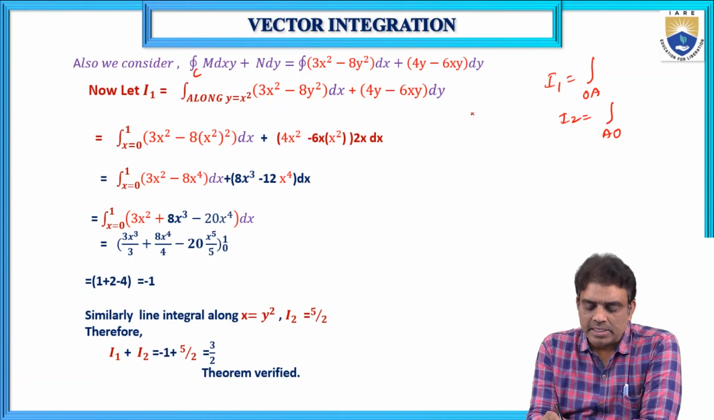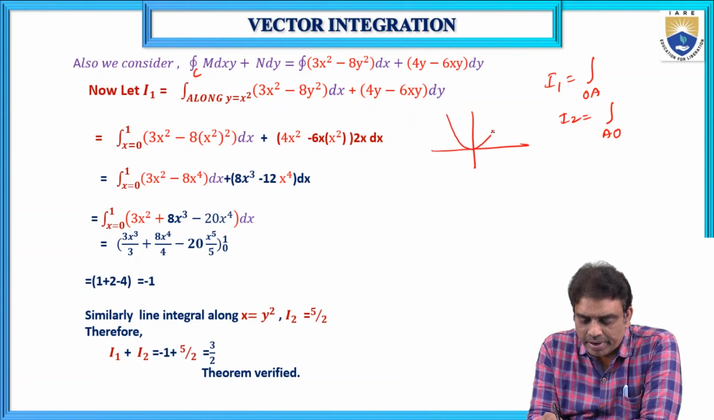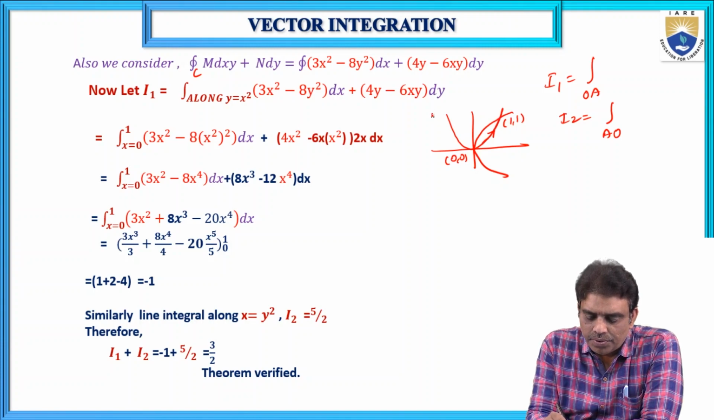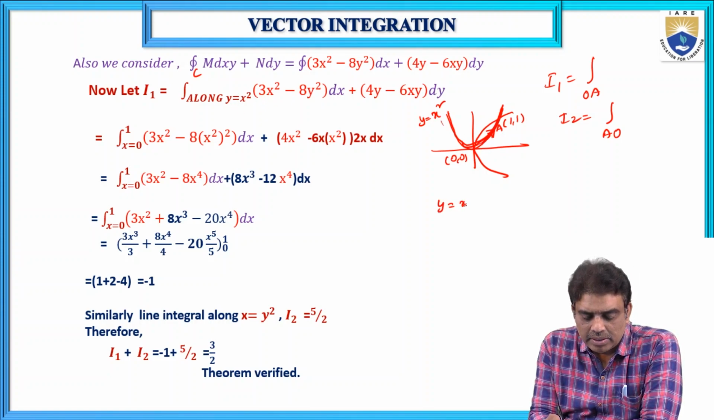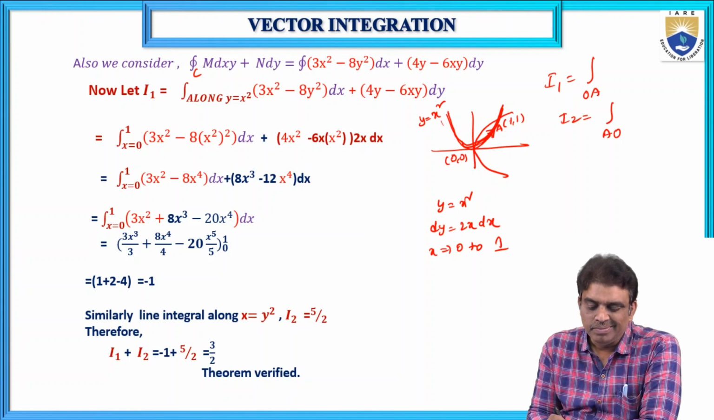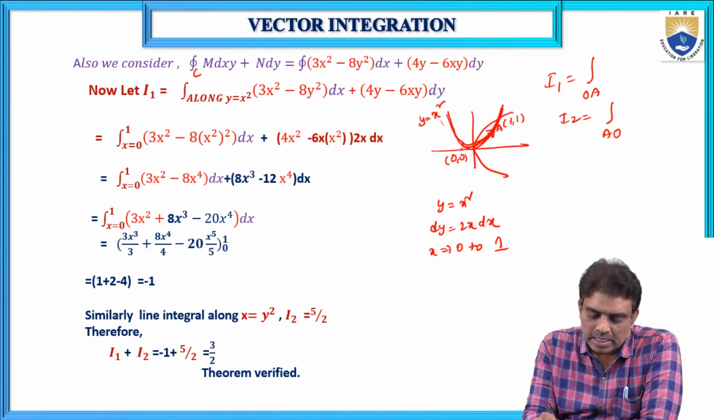So along y is equal to x square, here you see the diagram for limits of integration. This is 0, 0 and this is 1, 1. This is the curve y is equal to x square. So along OA means the curve is y is equal to x square. Along y is equal to x square, dy is equal to 2x dx. And x is a constant limit from 0 to 1. So we have to evaluate the line integral along this curve between 0 and 1.